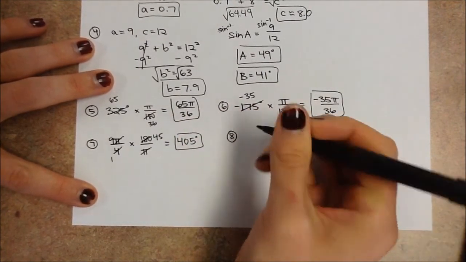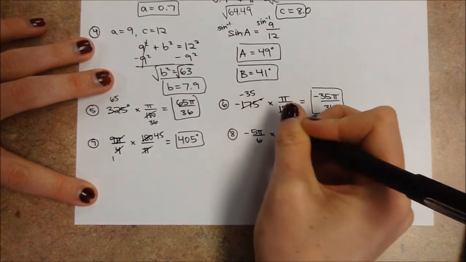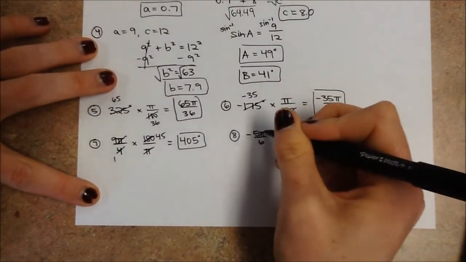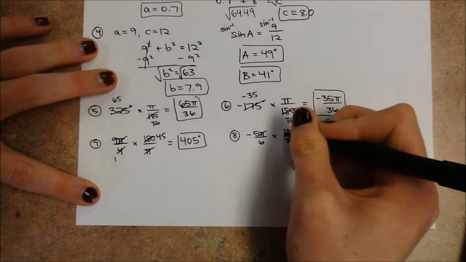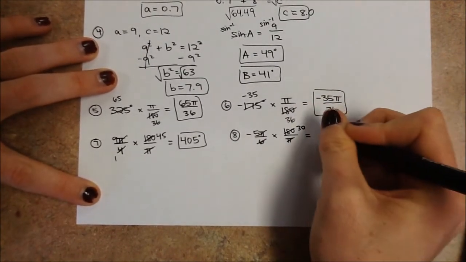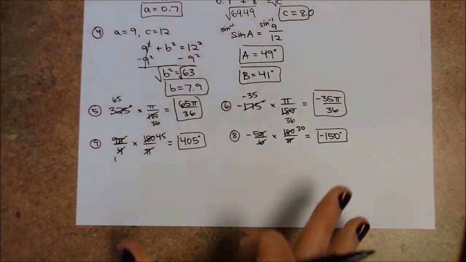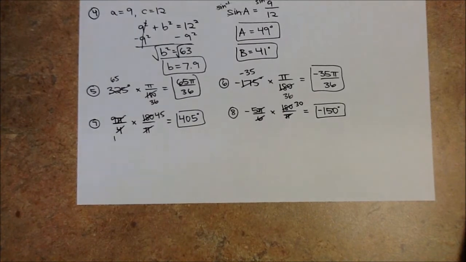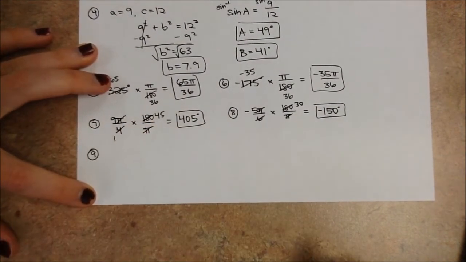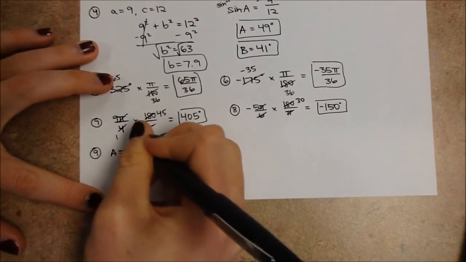Okay, and another one of these. Negative 5 pi over 6. Okay, I'm multiplying by 180 over pi because I'm in radians and I'm trying to get degrees. So the pi's will cancel. 180 divided by 6 leaves me with 30. And then I multiply negative 5 times 30. And that gives me negative 150. All right, so that's pretty straightforward as long as you remember what you're supposed to be multiplying by. Next section, number 9, we've got a couple pieces of this triangle here.